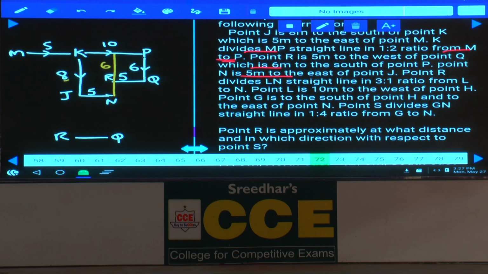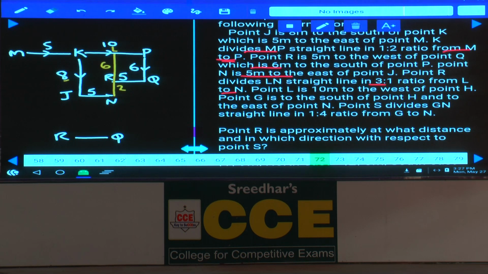That means L is somewhere here, isn't it? As L is here, L to R the distance is 6, R to N the distance is 2. Now this R divides the line LN in the ratio of 3:1 from L to N. Are you following this one or not? The total length is 8 meters, L to R is 6 meters and R to N is 2 meters. The next one.